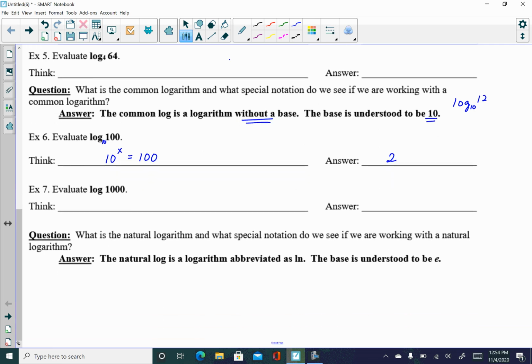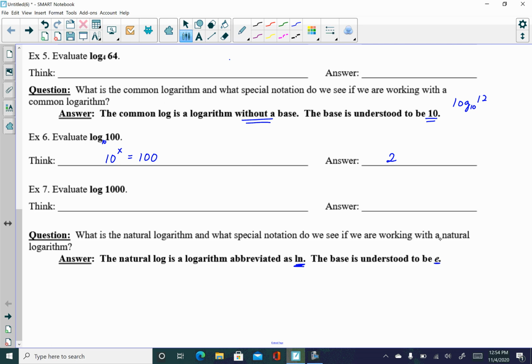All right, you pause the video, try example 7. Remember, if you have a logarithm without a base, it's assumed to be base 10. We'll move on down to the last question here on this front page. It says, well, what is a natural logarithm and what special notation do we see if we're working with a natural log? A natural log is a logarithm that's abbreviated as ln. Okay, you'll see that there, ln. And the base is understood here to be the letter e.